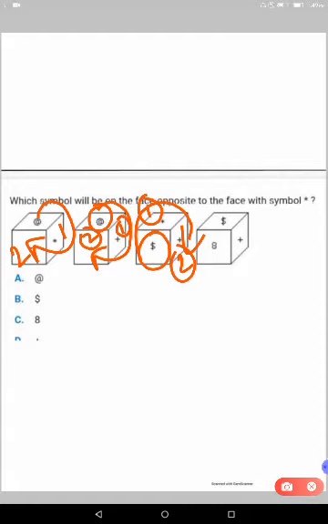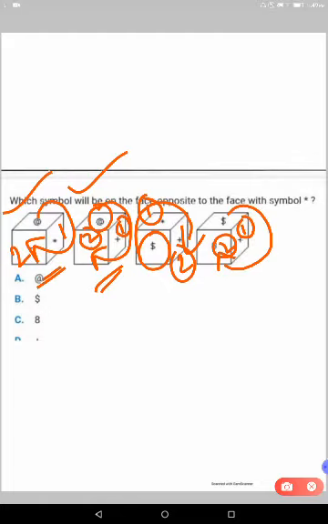Here, rotating clockwise, first figure is this and second figure is this. So take this and this. Position 1, in this position 1 is star and in this position 1 is plus. So they will be lying opposite to each other. That is the simple theory. Okay, so the thing opposite to the symbol star will be plus. That is D option.